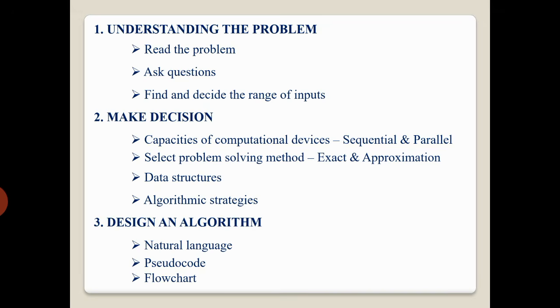The important decision making factor is choosing algorithmic strategies. It is a general approach to solving problems algorithmically that is applicable to a variety of problems from different areas of computing. Various techniques involved are brute force, divide and conquer, decrease and conquer, transform and conquer, dynamic programming, and greedy technique. The third step is designing an algorithm. An algorithm can be specified using natural language, pseudocode, or by drawing a flowchart.